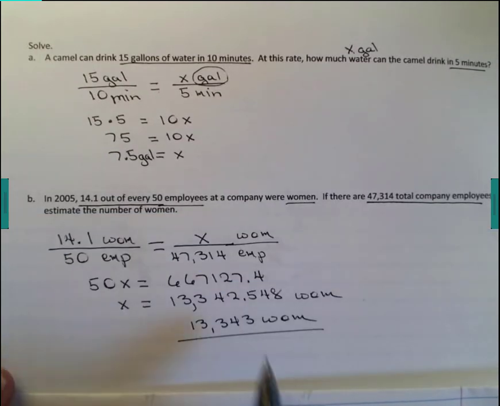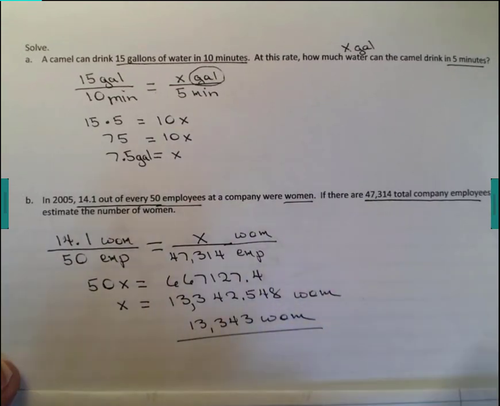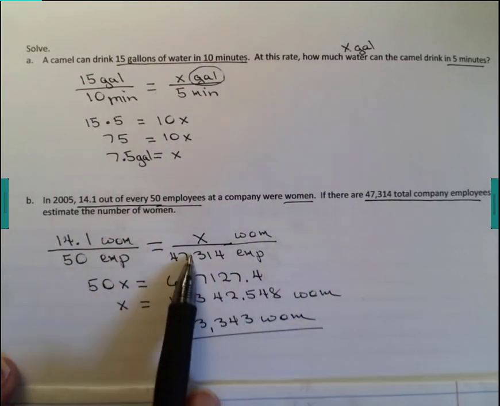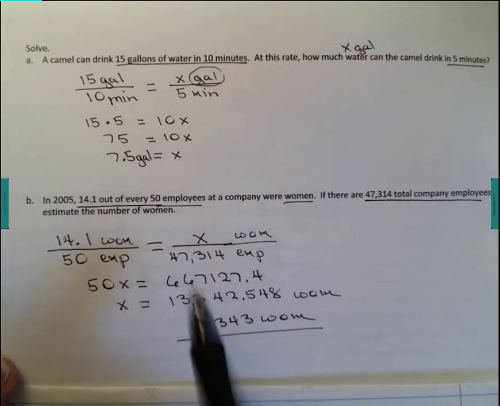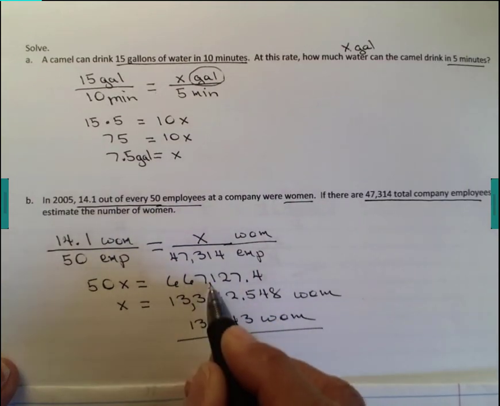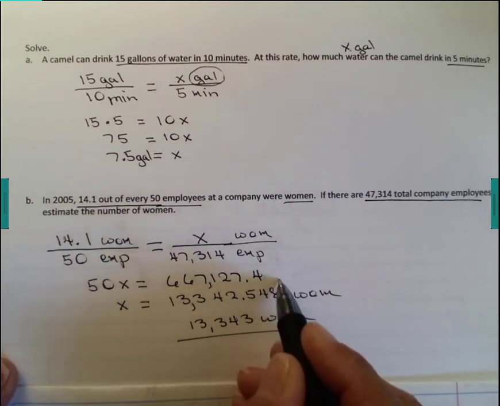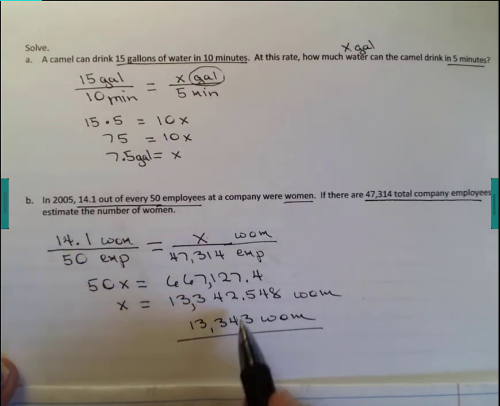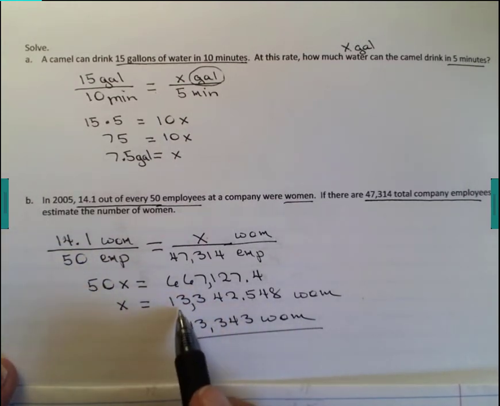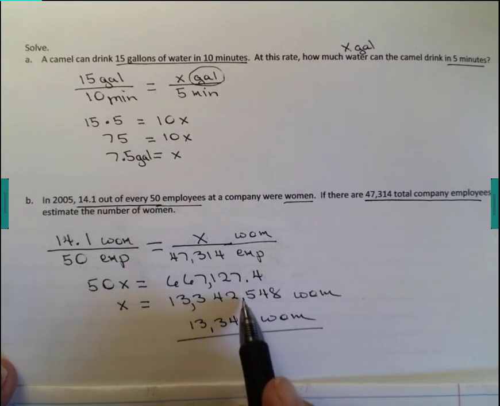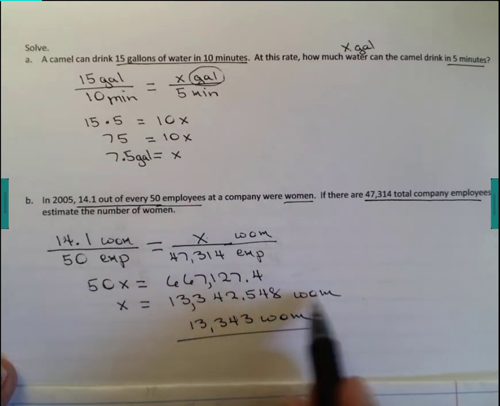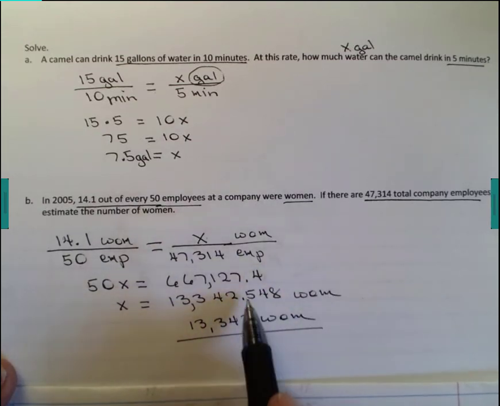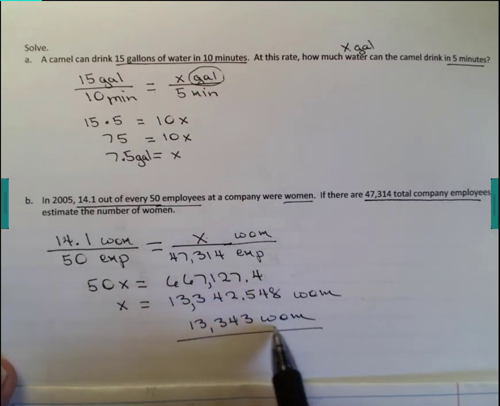And when I do that, I've already done the math here for you so you can see what it looks like. I end up with 667,127.4, and that's equal to 50x. Divide both sides by 50, and we see that it's 13,342.548 women. Now, usually when they say estimate, they're wanting us to go to a whole number here because half of a woman doesn't work for us very well.